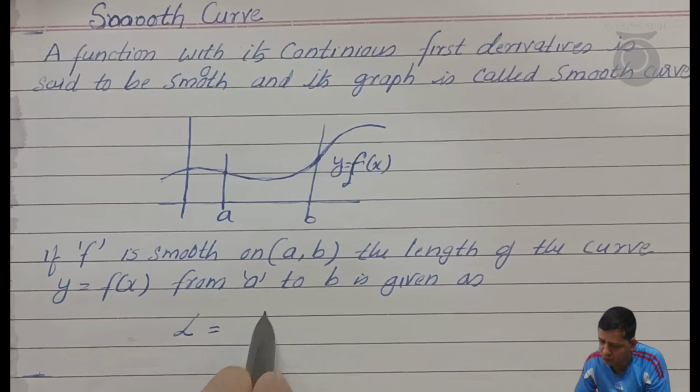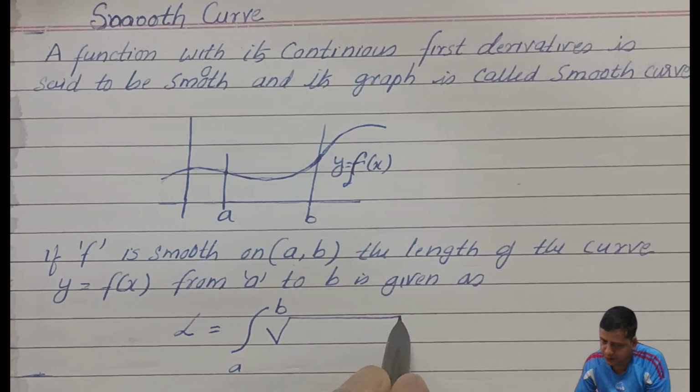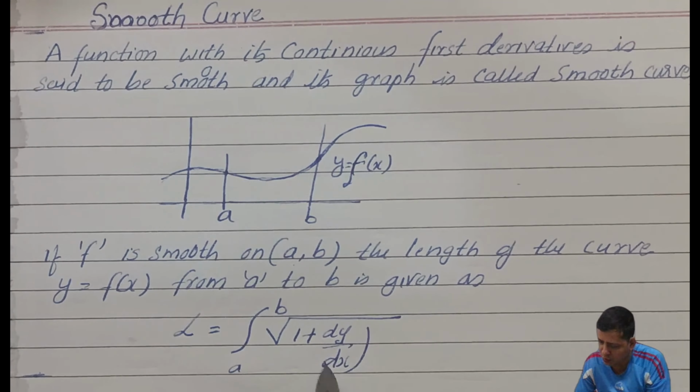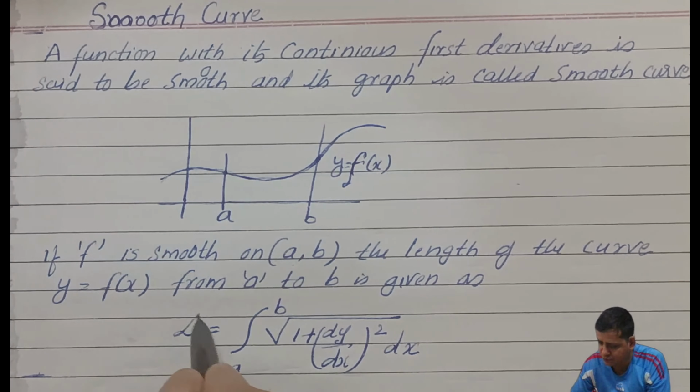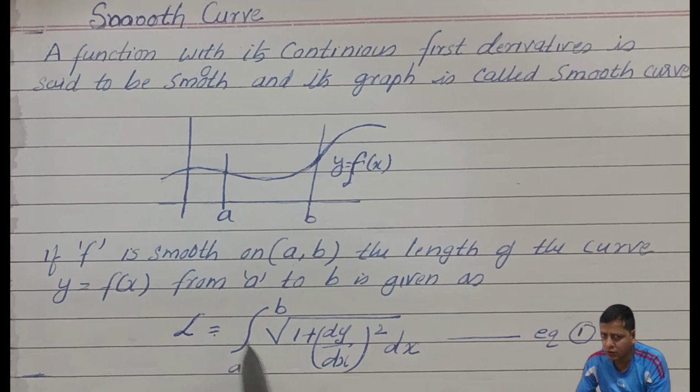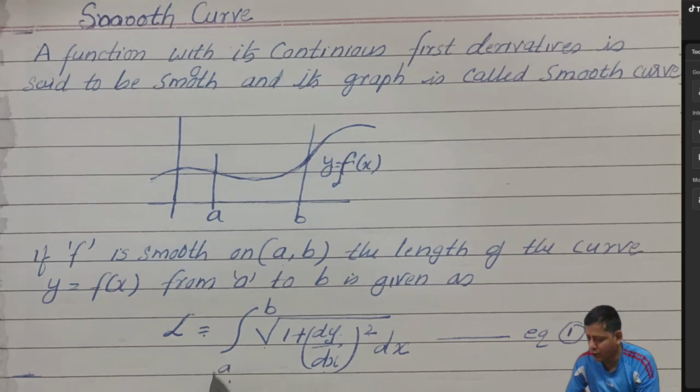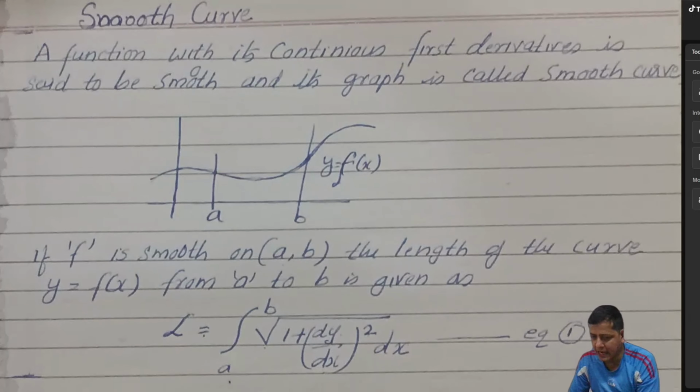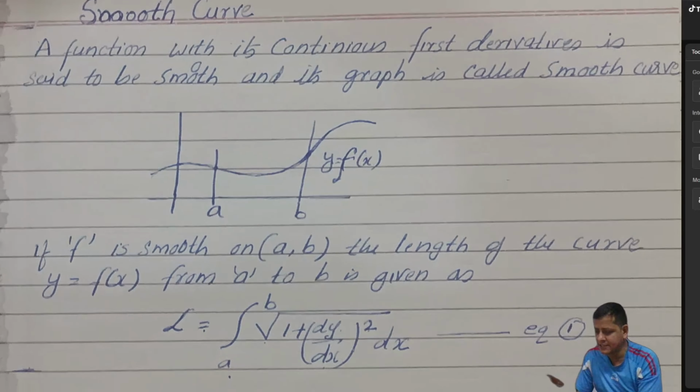So now let's see the length. Length can be written as L equals the integral from a to b of the square root of 1 plus (dy/dx) squared, dx. We need to remember this as one of the formulas for the smooth curve. Let's consider this to be equation number 1. Here you find the derivative once and the integration once. So this is the formula for length.